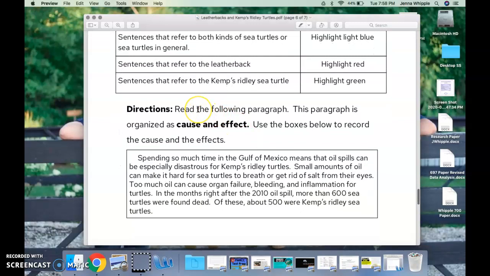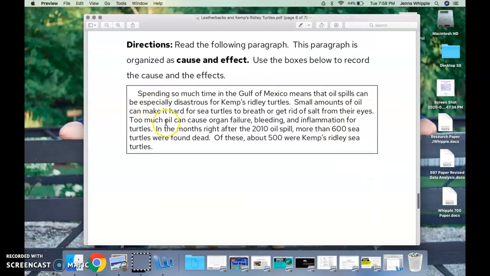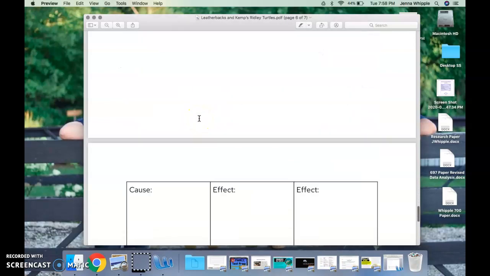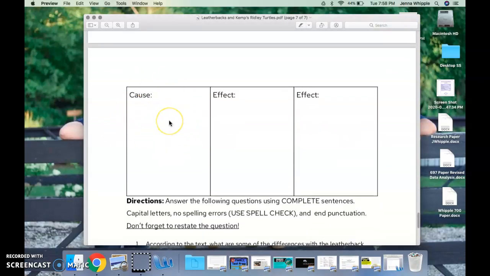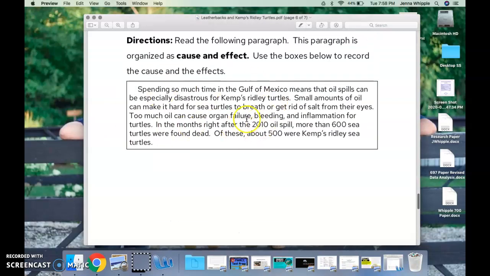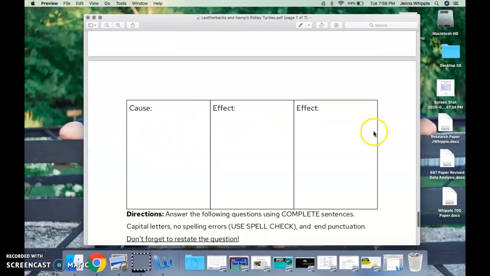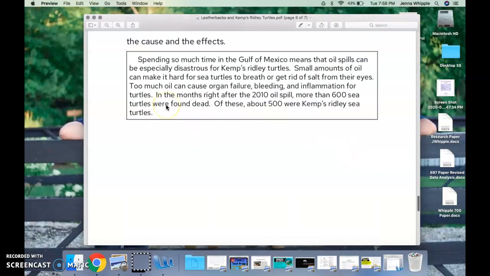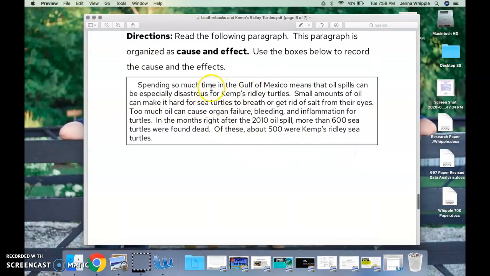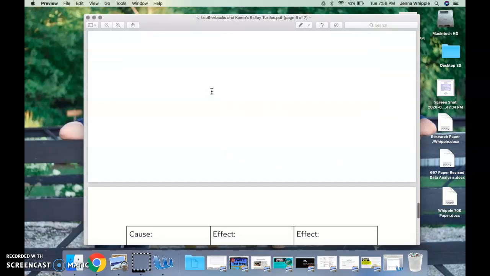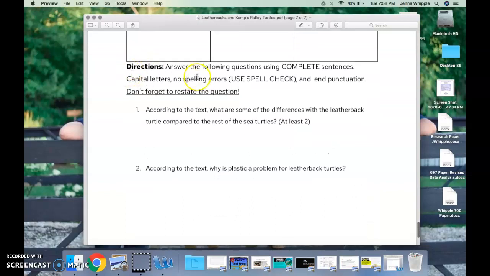The next section, read the following paragraph. This paragraph is organized as cause and effect. Use the boxes below to record the cause and the effects. So you are going to read this paragraph, and then you are going to type in the box, from this paragraph, what is the cause and what were the two effects? There's more than one. So from this one paragraph, there are two effects with one cause. So fill that in.